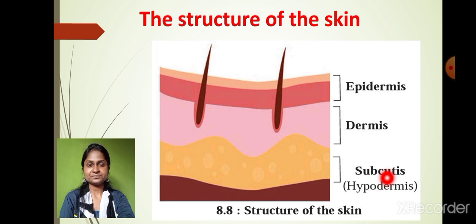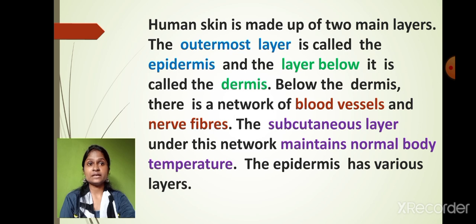Subcutaneous layer. What we call it as subcutaneous layer. So epidermis, dermis and subcutaneous layer together they form our skin. Is that clear? So can you see that over here? The human skin is made up of basically two layers. The outermost layer it is called as what? Epidermis.